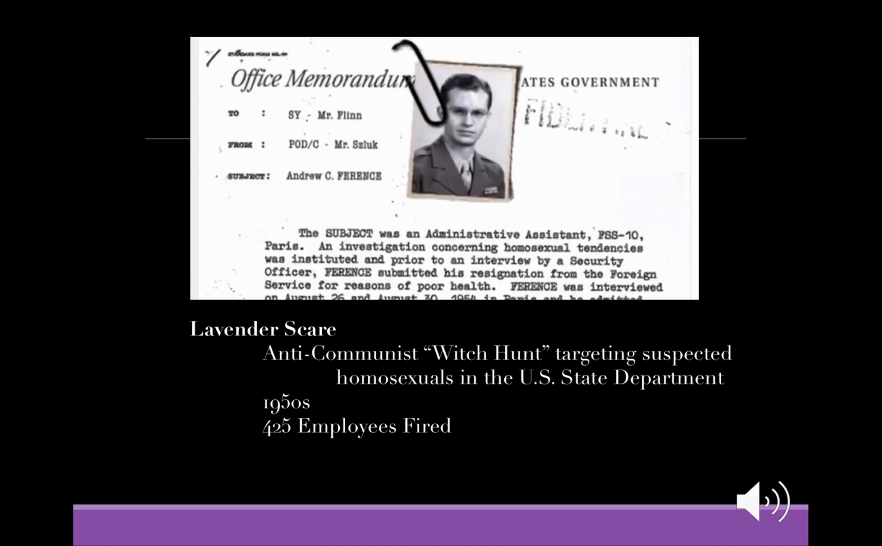This was not an inclusive period of time, and thus, led by Senator Joseph McCarthy of Wisconsin, this anti-communist witch hunt known as the Lavender Scare led to the firing of 425 State Department employees just on suspicion of being gay.